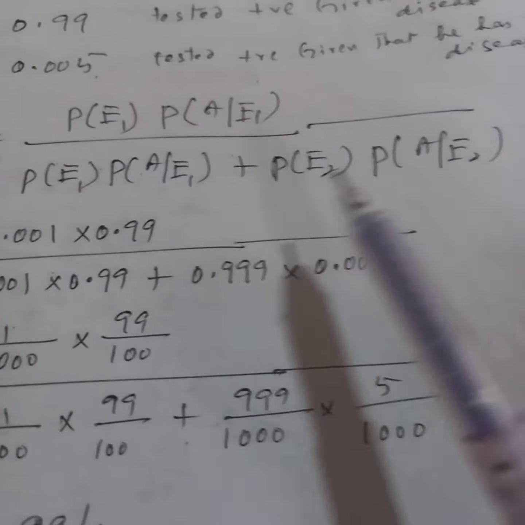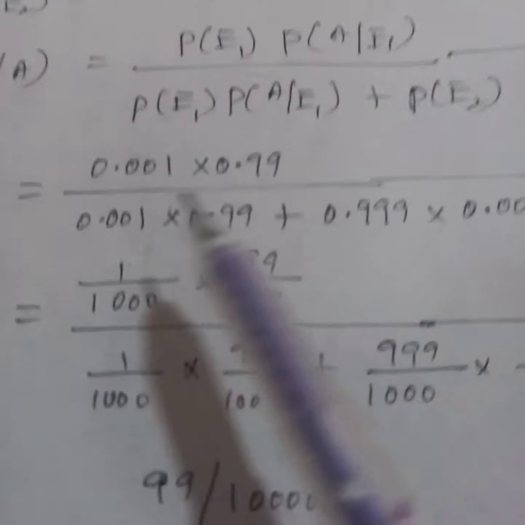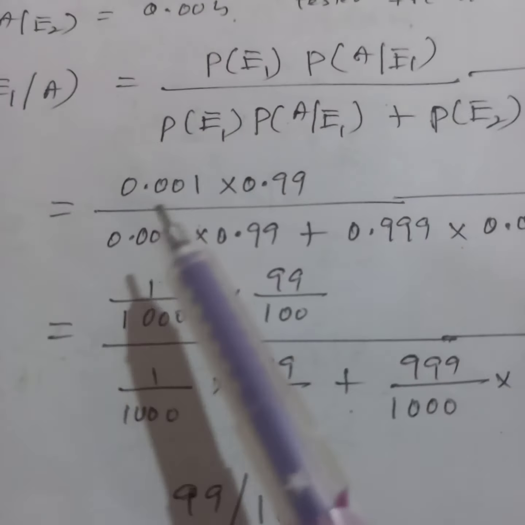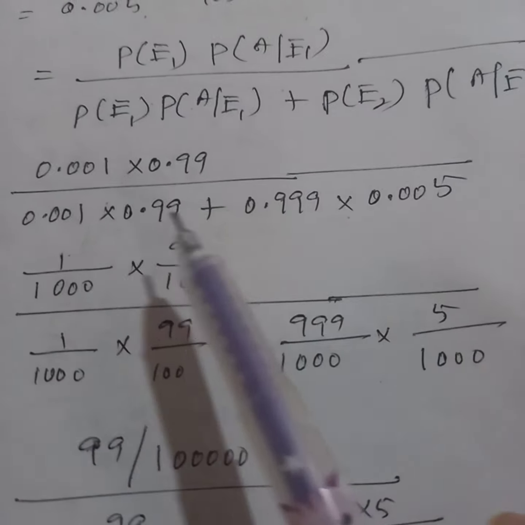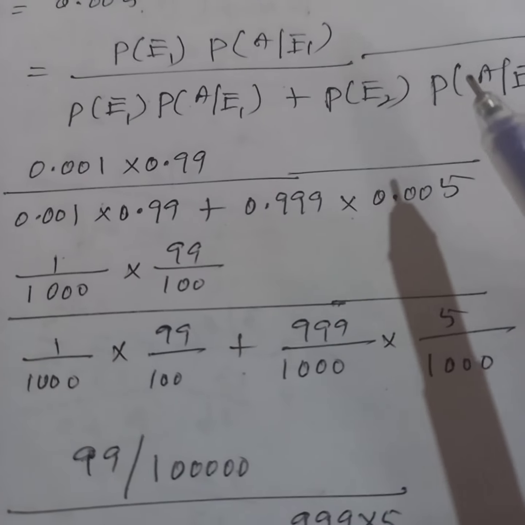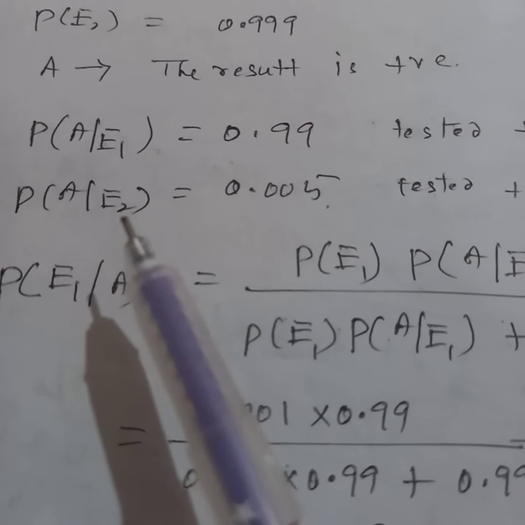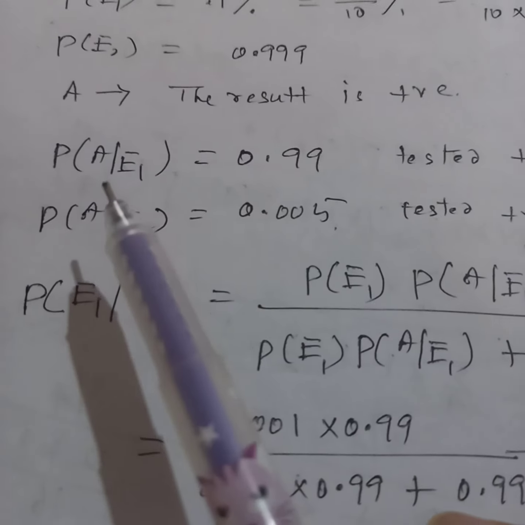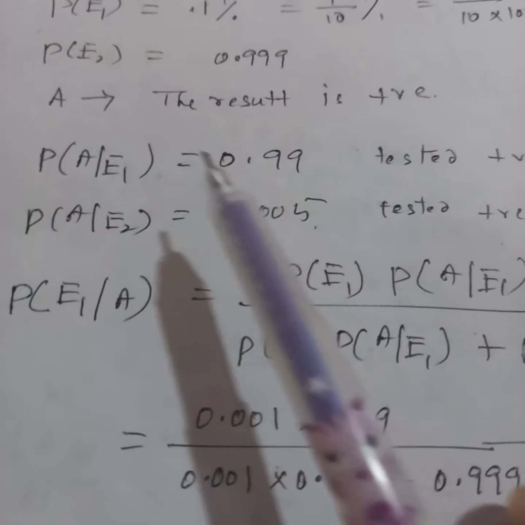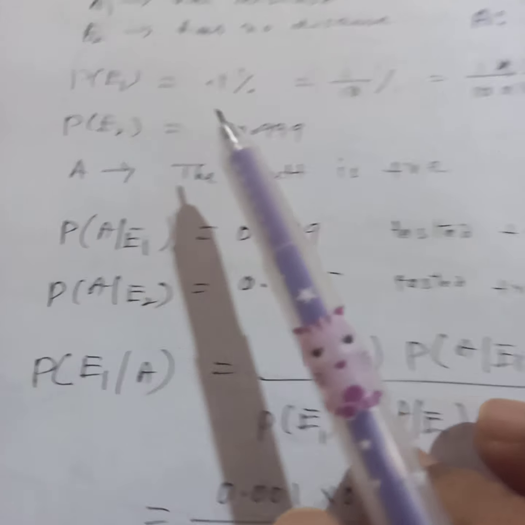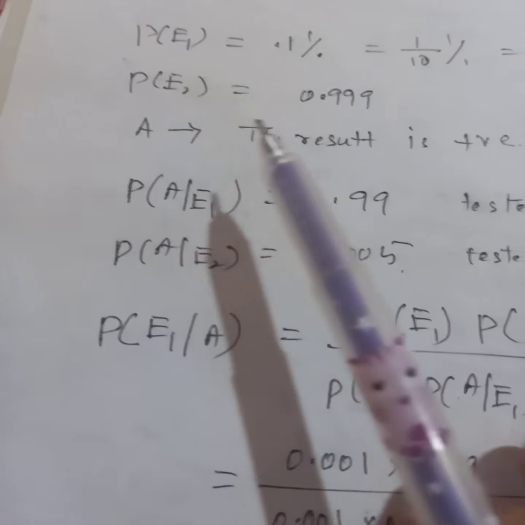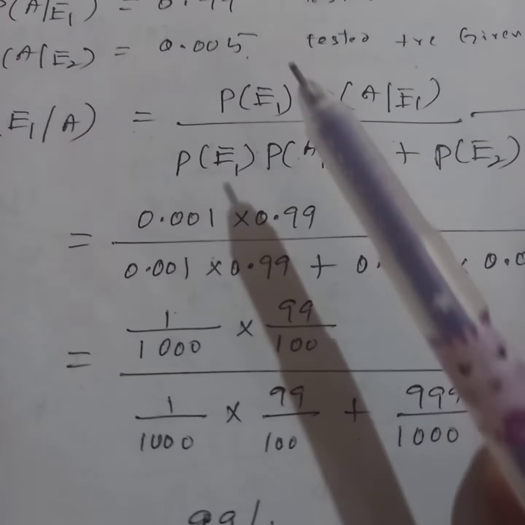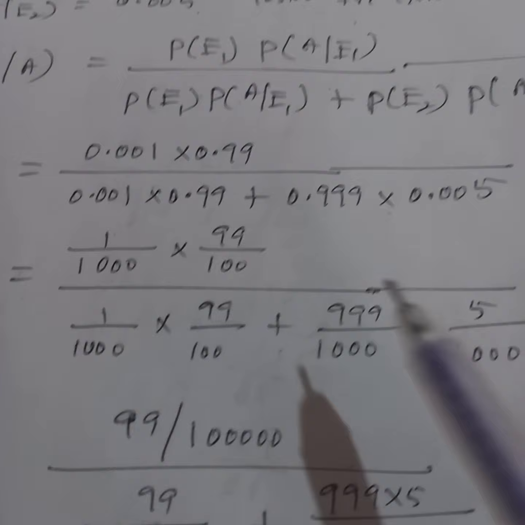Now all these values we know. Put them here one by one. Substitute them. P(E1), this one, and all these we have found. See, for example, P(A|E2), where is that? P(A|E2), how much? This one. What is P(A|E1)? Here. What is P(E1)? It is here. This one. What is P(E2)? It is here. All those values you put here and try to calculate them.